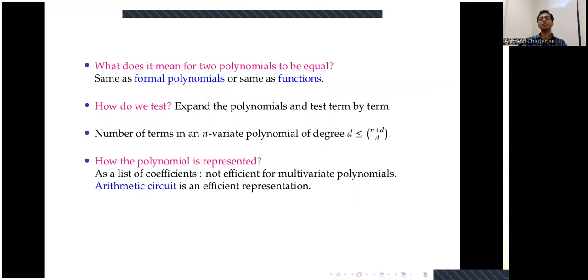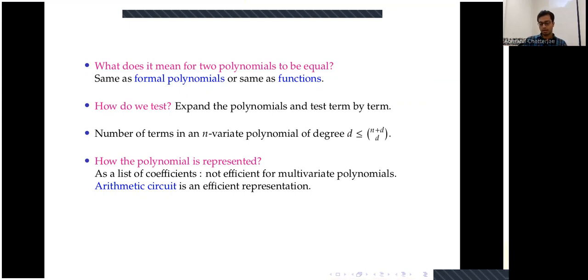What do you mean by they are computing the same polynomial? In the syntactic sense, if you think of them as formal polynomials, if you write them term by term, then the coefficient associated with every term is the same for both the polynomials. Whereas in the semantic sense, if you evaluate the polynomials on some inputs, then they will output the same value. Equivalently, you can think of only one polynomial, whether it is computing the zero polynomial or not.